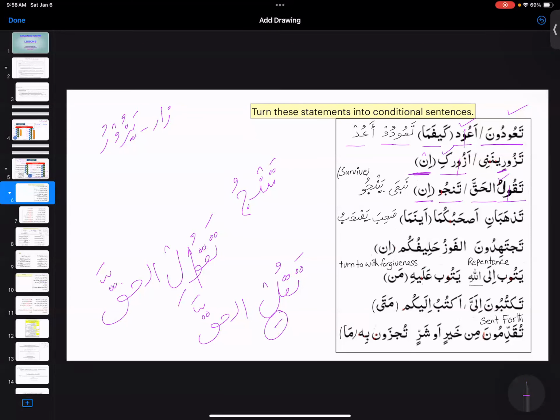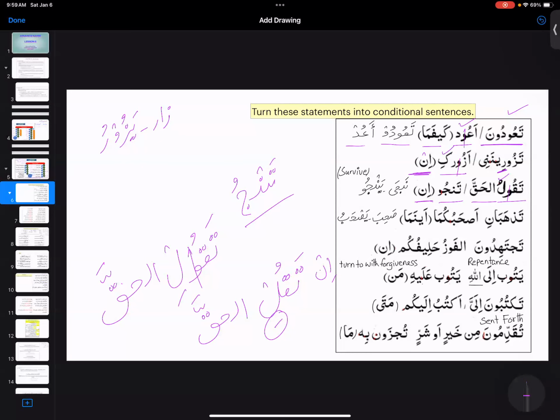So taqulil haqqa. If you speak the truth, tanju, you would survive. Tanju. Actually, in this world, it is opposite, right? You will not survive. If you lie, you will survive.